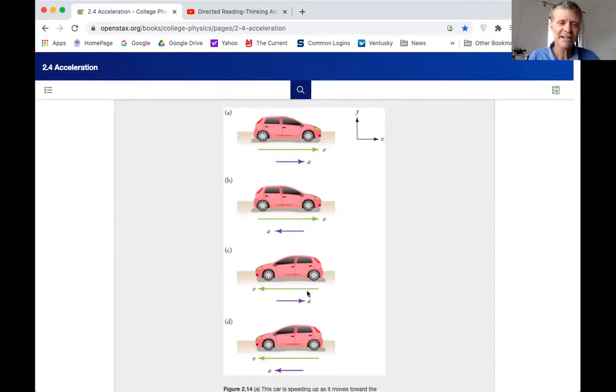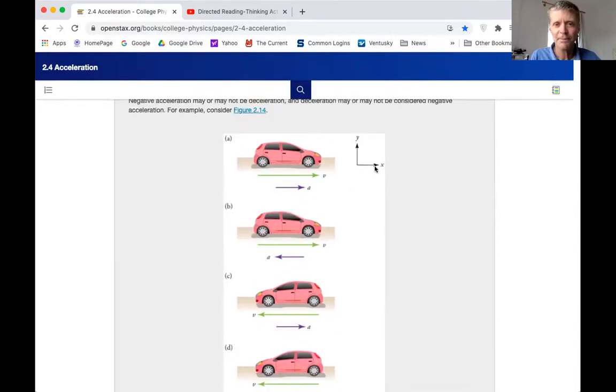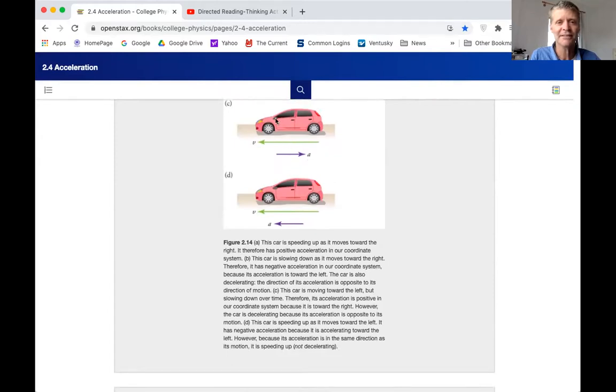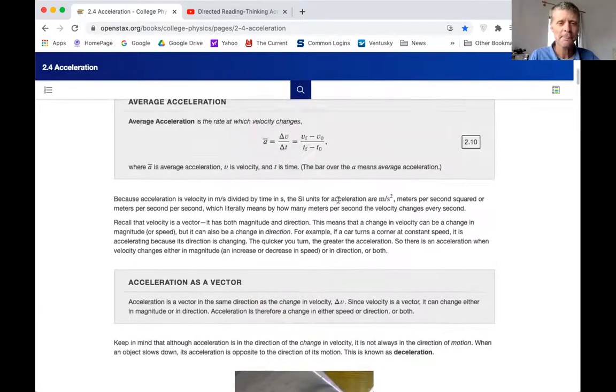But in C and D, the cars are moving to the left, which according to this coordinate system is in the negative direction, because going to the right for this coordinate system is the positive direction. And so here we see the vectors are pointing opposite directions. And here we see that they're pointing the same direction. So the idea is we'd read through this text together and try to answer it.